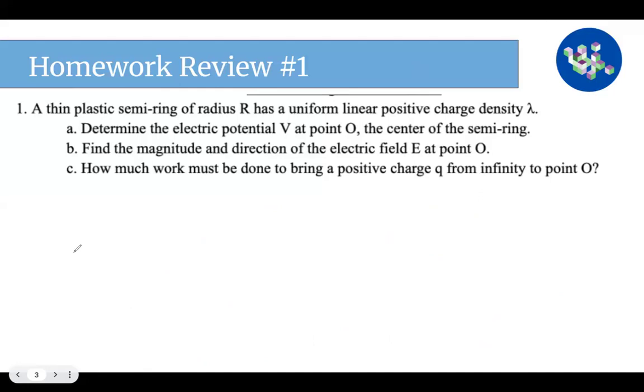All right, let's do part B. Find the magnitude and direction of the electric field E at point O. Let's draw the diagram again, or I'll draw a better one. I'm looking at point O, and we're finding the electric field E at point O. This will be slightly trickier.